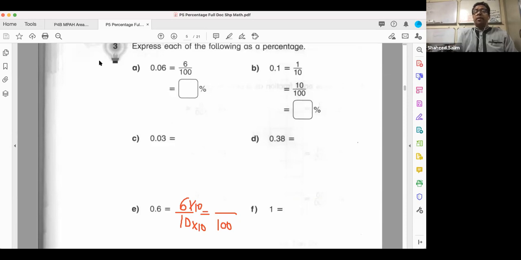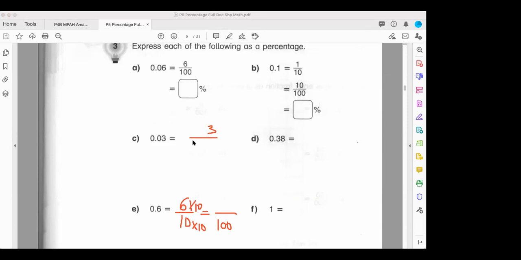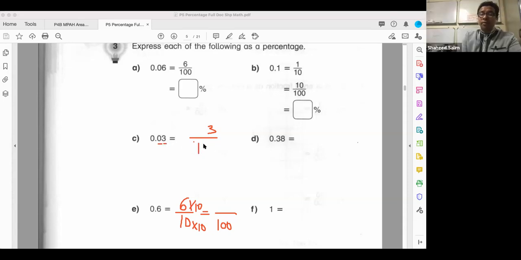Come on, Umaira. What's the answer for C, Umaira? This is 3 over how many? Come on, Myra. 3%. Yes, 3/100. Well done. So how many percent is this? 3%.